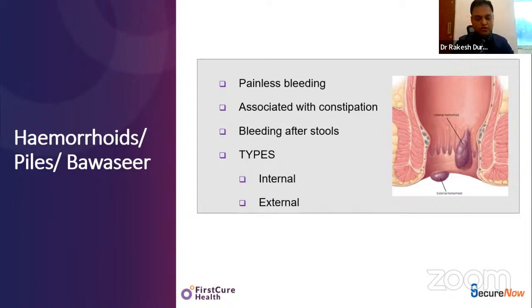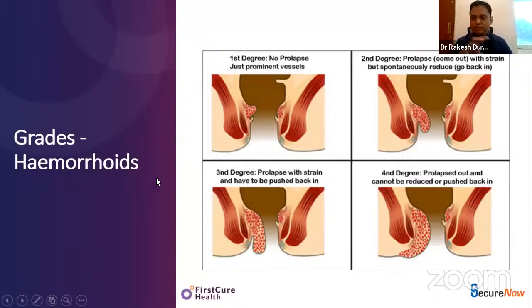Now they are generally of three types: internal, external, or interno-external. As the name suggests, internal is the one that you cannot feel. External is the one that is very much visible. And then third is the interno-external, that means it is an extension from inside to the outside.